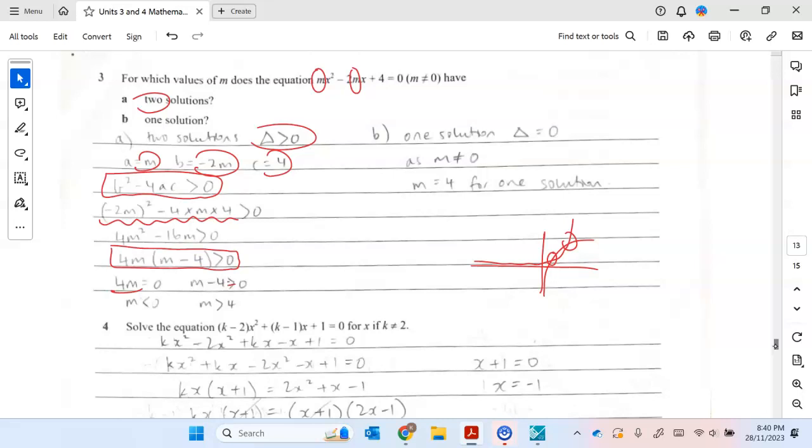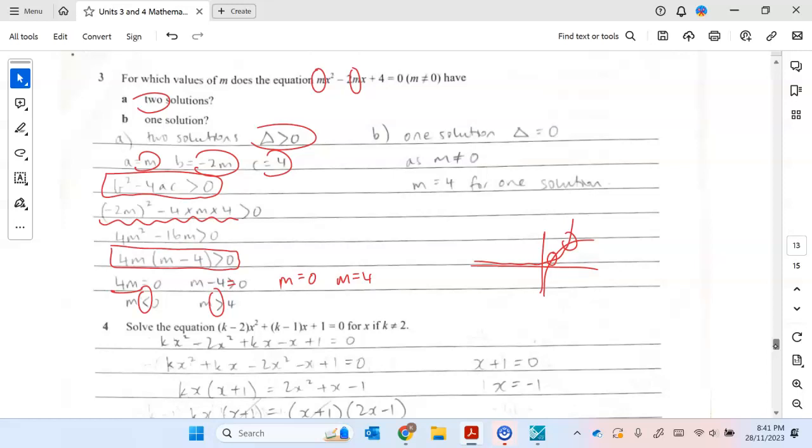Okay, I might just say that is equal to 0 as well. I'm not putting that inequality sign there. So we've got 4m equals 0 and m minus 4 equals 0. So we know that m equals 0 or m equals 4.